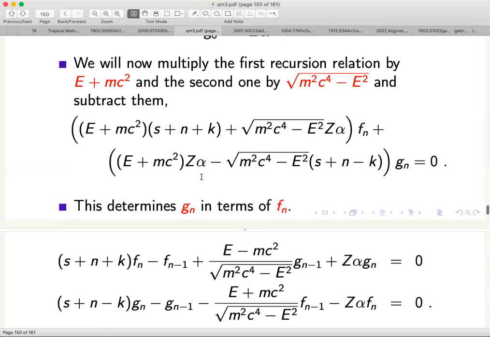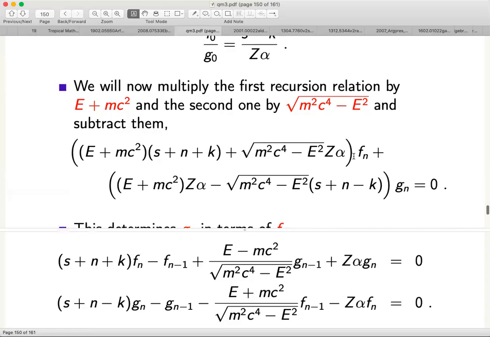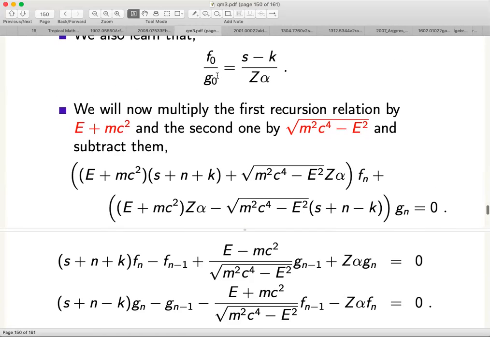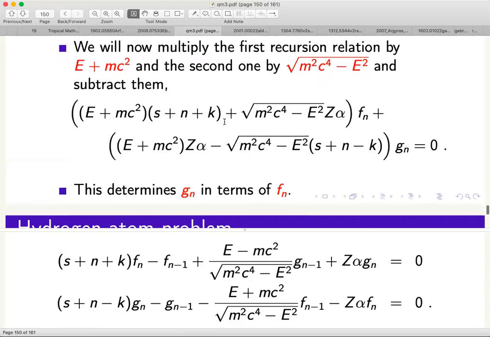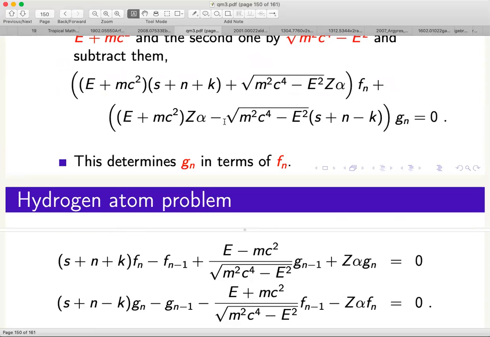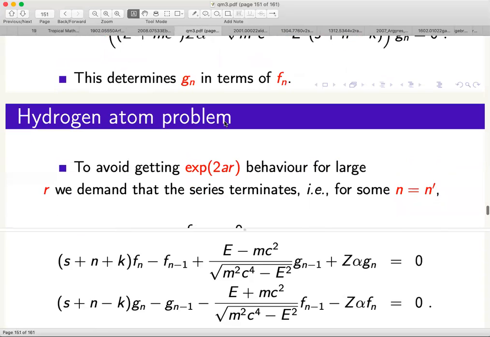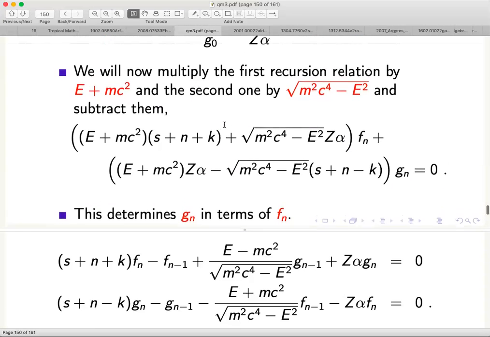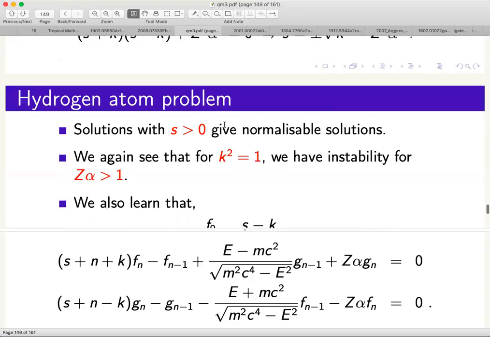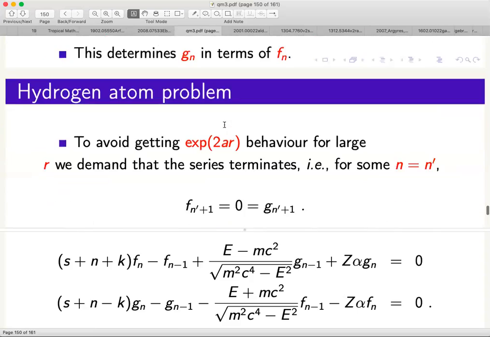But what does this tell us? This tells us that if you know fn, you know gn. So it reduces our problem to determining only one of the two. If you determine fn, you determine gn automatically. What we have done so far is only determine the ratio of f0 with g0, which is this. Good. So we want to ask a question: how do we go about solving this part of the equation? Now remember that this is the kind of, oh sorry, let me keep this as it is.